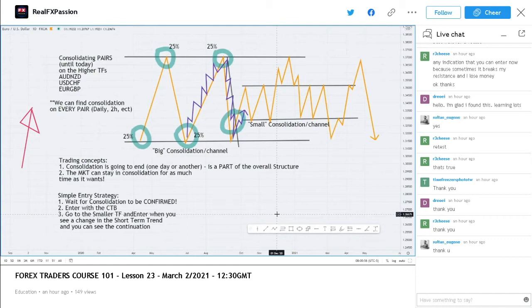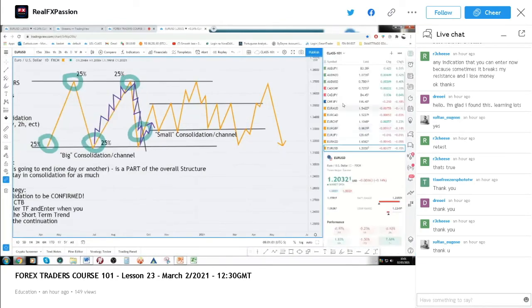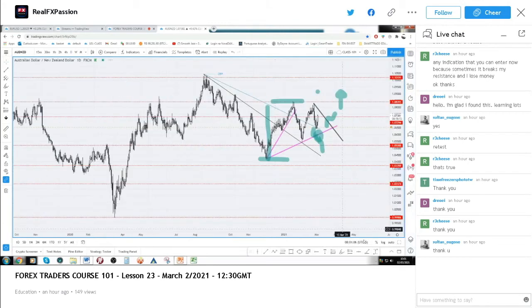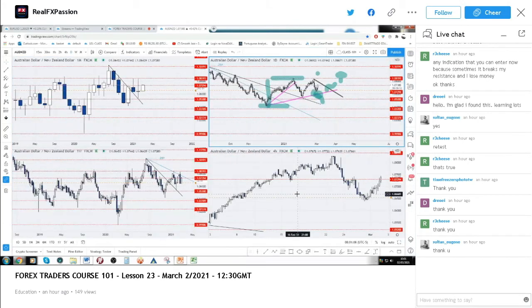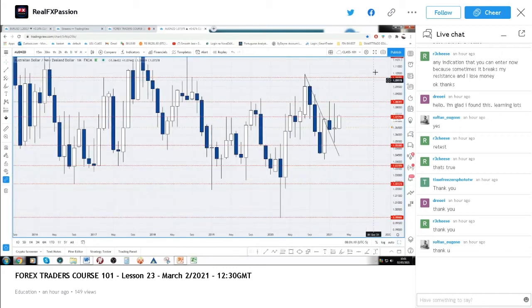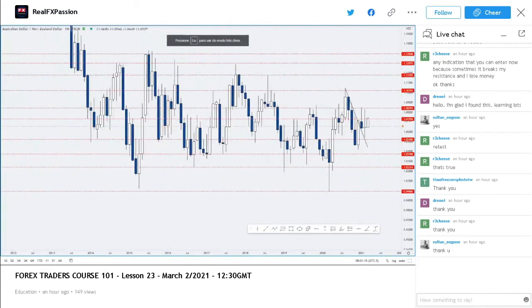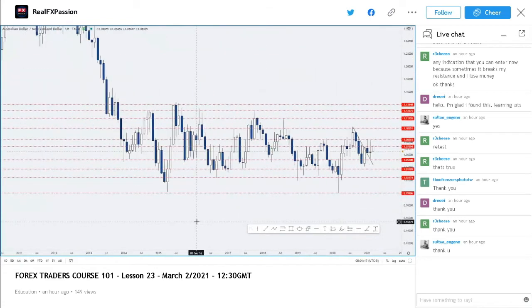But we're going to check now AUD, NZD, USD, CHF, Euro, GBP. Okay, everybody, so let's go on AUD, NZD, and let's check the monthly chart, everybody. AUD, NZD monthly chart.